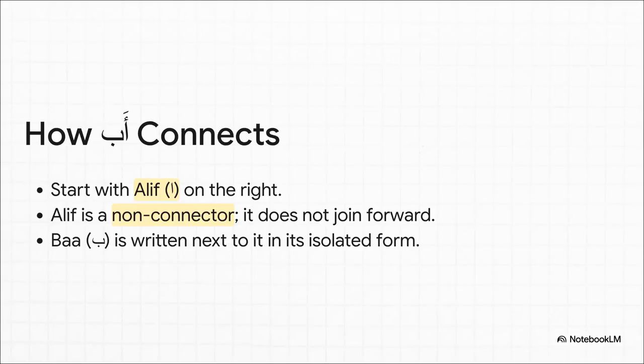So how does this work? Remember, we always start from the right, so we write our Alif. Now, what was that special rule about Alif? That's right, it's a non-connector. It doesn't connect to the letter that comes after it. So you write the Alif, and then there's a little gap. The next letter, Ba, just sits next to it in its full, regular shape. Alif, then Ba. Ab. This is a perfect example of that non-connector rule.